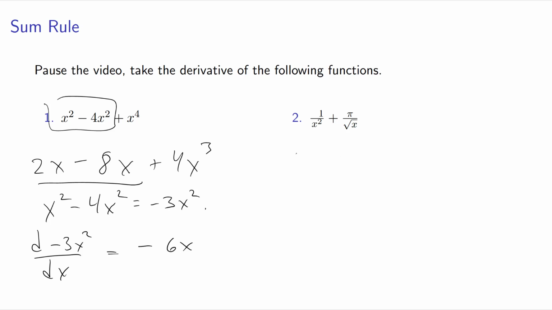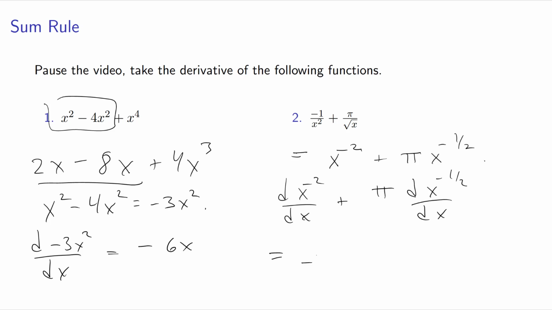Now for the second function, it's easy enough to rewrite this function as x to the negative 2 plus pi times x to the negative 1/2. Taking the derivative gives us negative 2x to the negative 3 plus negative pi over 2 x to the negative 3 halves. No need to simplify. This is correct as it stands. You see here, I've used the constant rule. I've used the sum rule. Good.